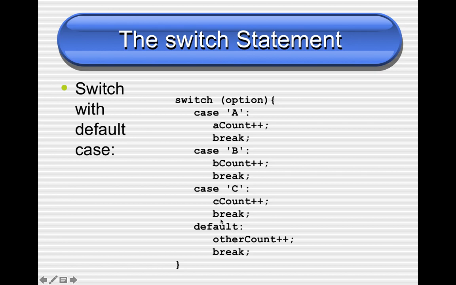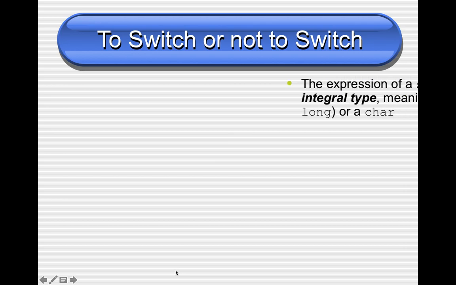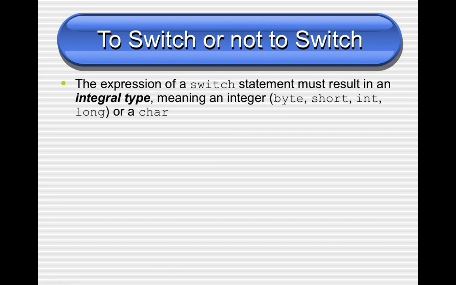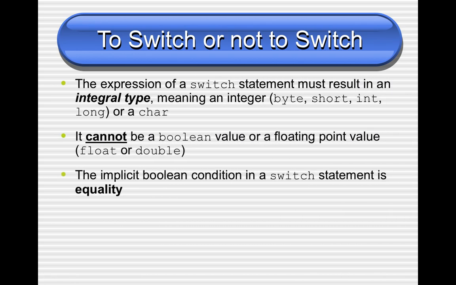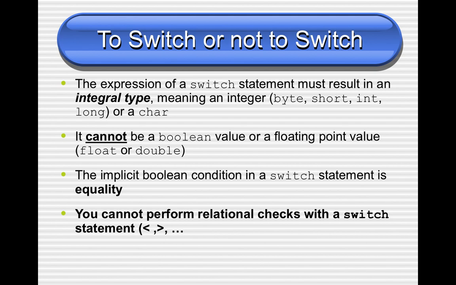To avoid getting to a default when you are in case A or B or C, you have to put break. So if the case was A, the option is equal to A, you break. Okay? Very simple. You'll see it in another example that it's really simple. So as we said again, it can only be an integer or a character, okay? And you cannot have less than or greater than.